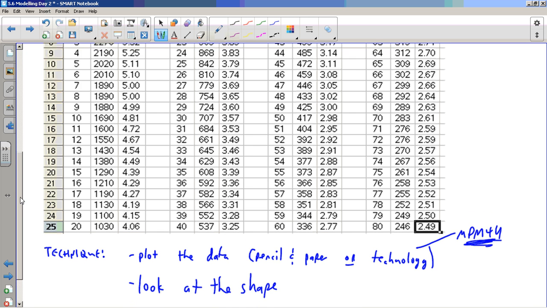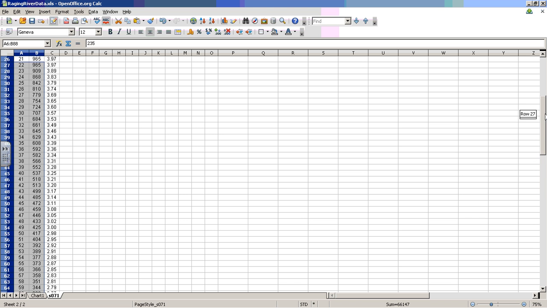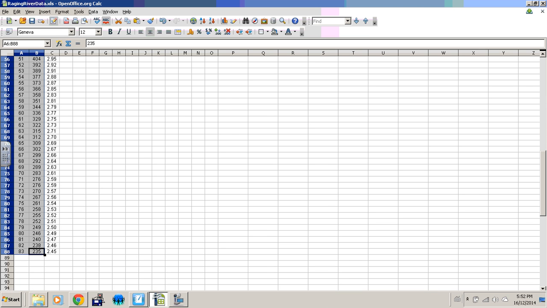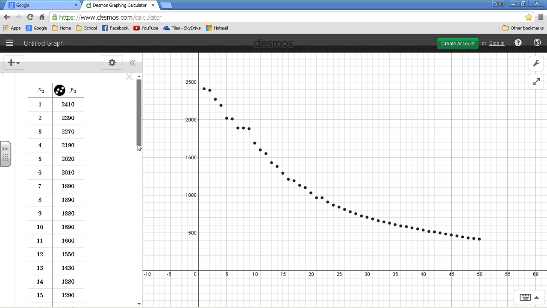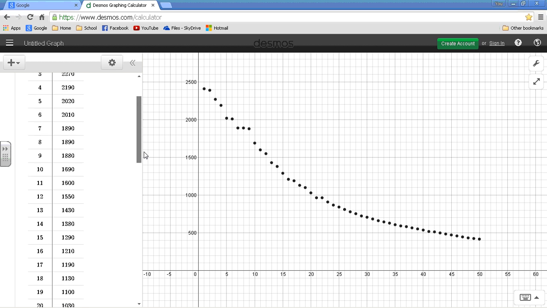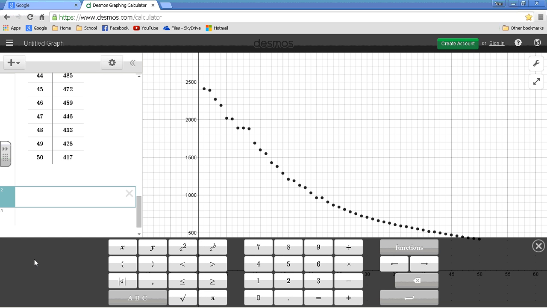And I'm going to do that. I actually did it in Desmos, so I'll show you what I did in Desmos. I had all this data in a spreadsheet, wherever I found it, there it is. And believe it or not, I just copied that, pasted it into Desmos, and I got almost that same graph. Now, how do I actually get the regression equation in Desmos? Well, I have to know which model it actually is, right?